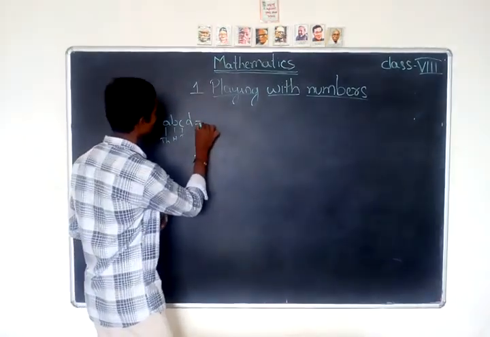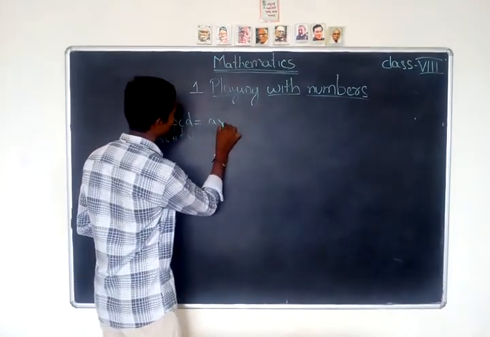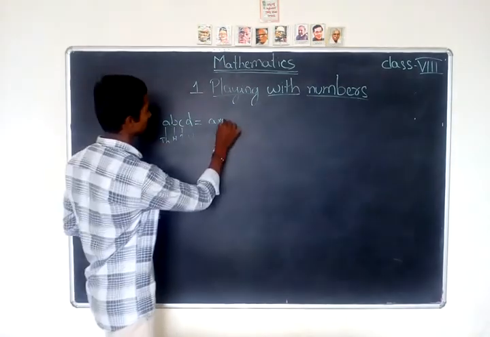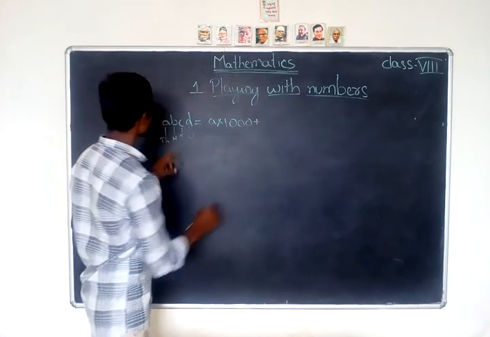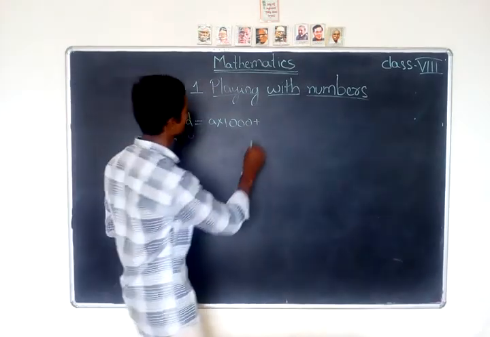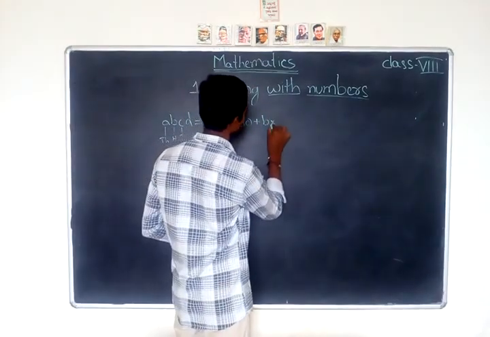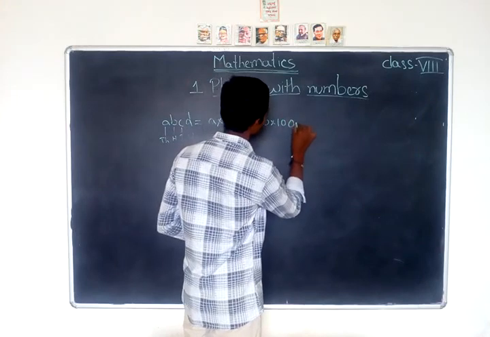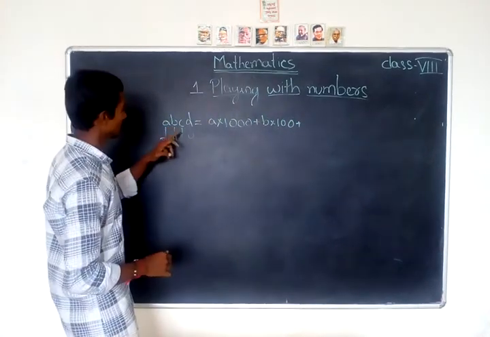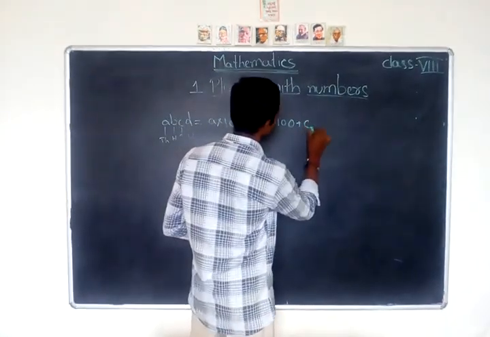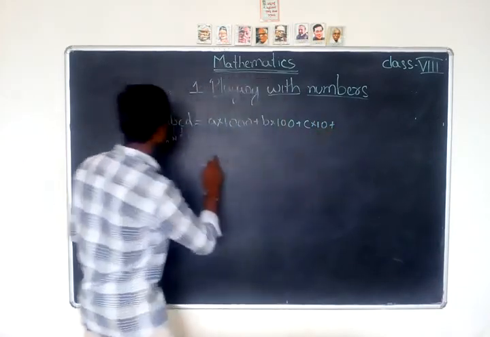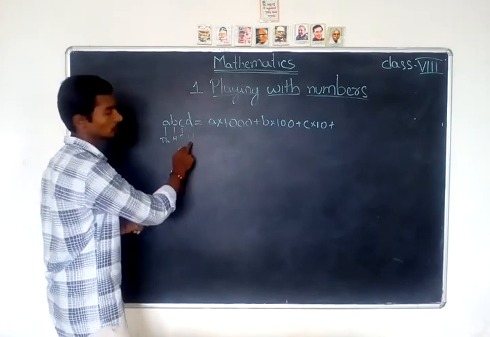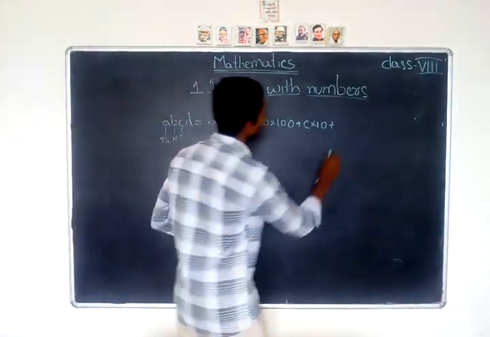So how to write the general form of this number? It will be A into 1000 plus B into 100 plus C into 10 plus D into unit. Unit means 1.